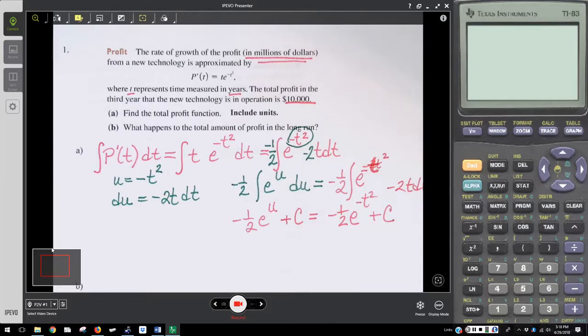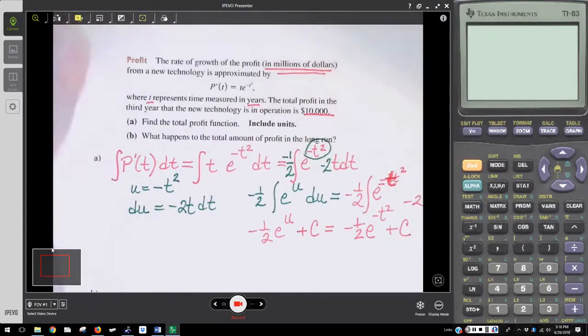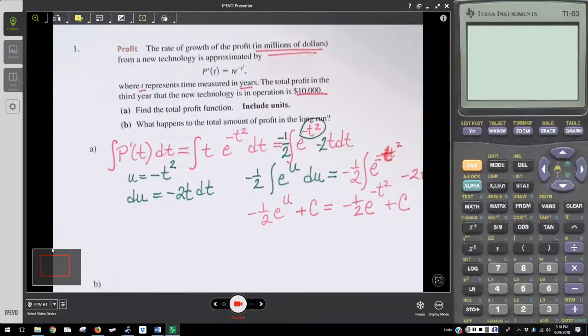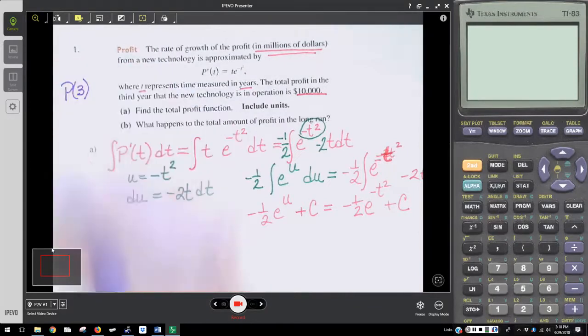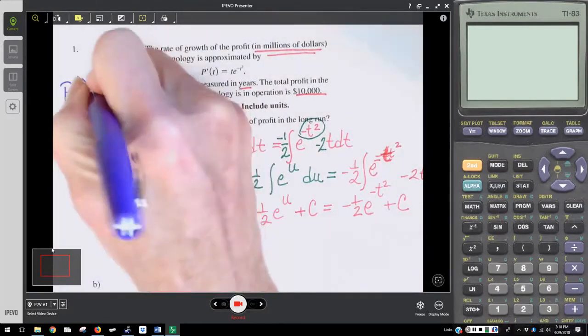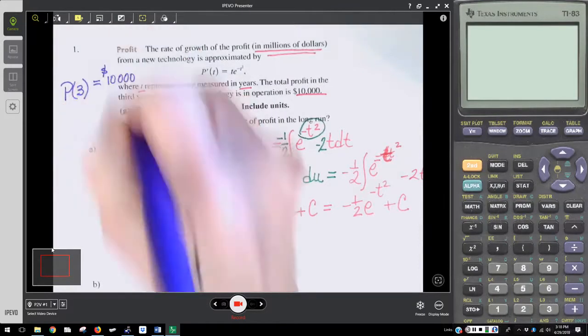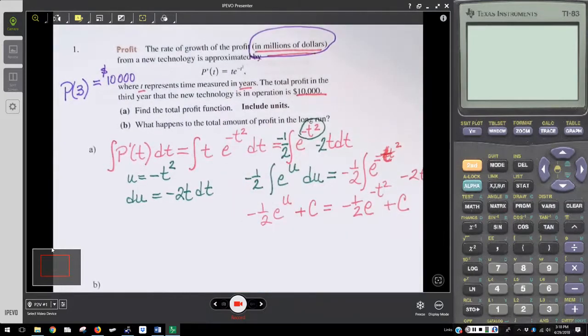And it's at this point now that we need to go back and remember the extra piece of information that we were given. And that extra piece of information is that P of 3, the total profit in year 3, is $10,000. But remember that total profit is in millions of dollars. So that doesn't mean that your constant is 10,000. Your constant is actually $0.01 million.